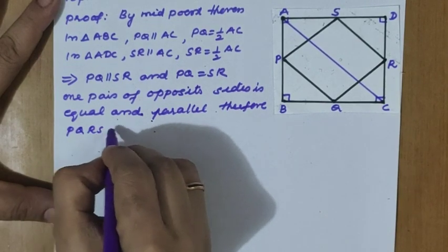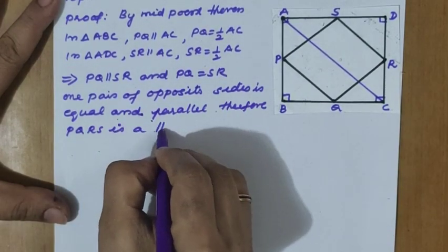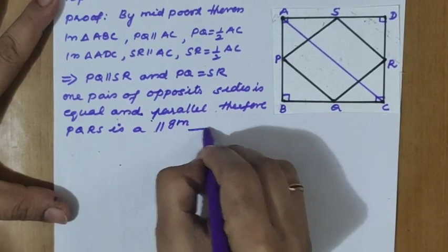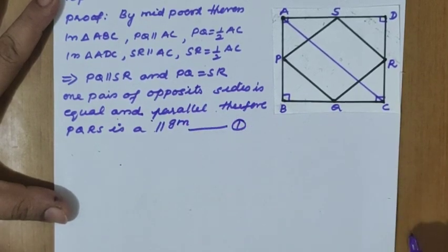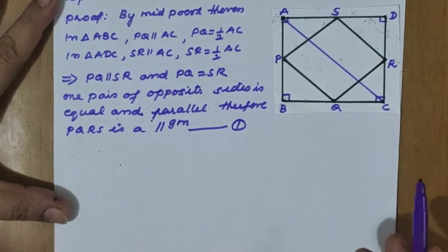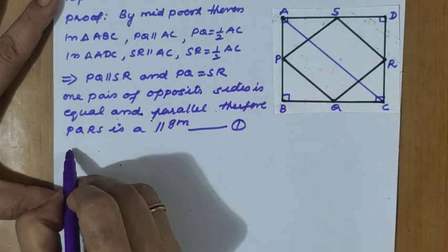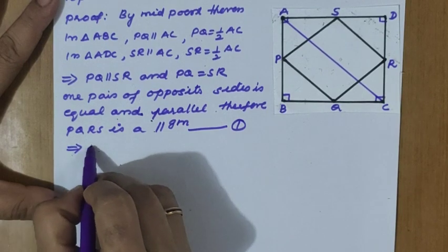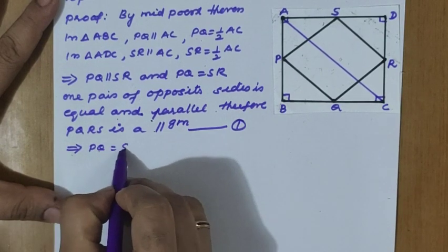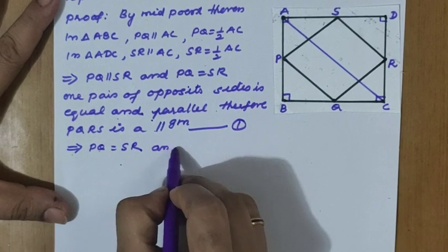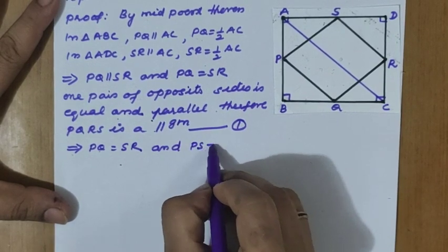PQRS is a parallelogram. First step is over. We have proved it's a parallelogram. Now what we have to prove? Adjacent sides are equal. Why adjacent sides are equal? We should prove by parallelogram, which means we can write opposite sides are equal: PQ equal to SR and PS equal to QR.